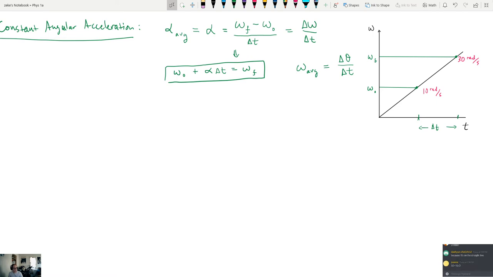That is the right answer. Thank you, Joanne. That's right. And the 2 that you're using there, it's not 2 seconds, right? It's just the number 2, so that you didn't put units. It's 30 radians per second plus 10 radians per second, and the whole thing divided by 2, right? That's what you're saying?